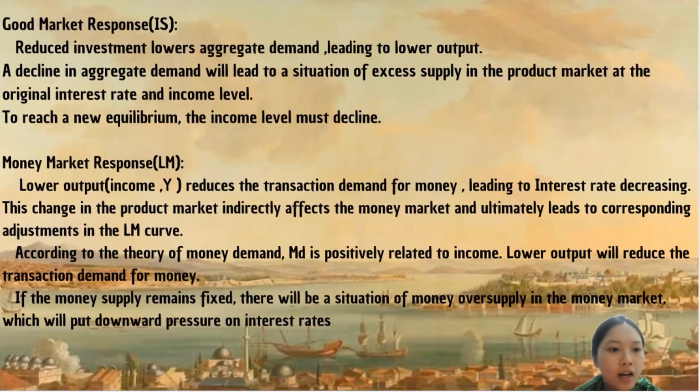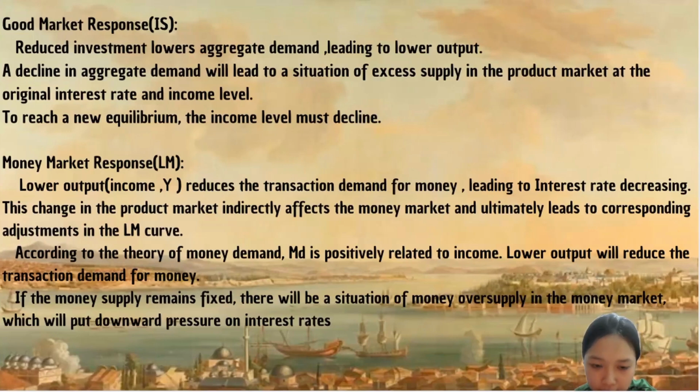Second, the money market response. Lower output reduces the transaction demand for money, leading to interest rates decreasing. This change in the product market indirectly affects the money market and ultimately leads to a corresponding adjustment in the LM curve.